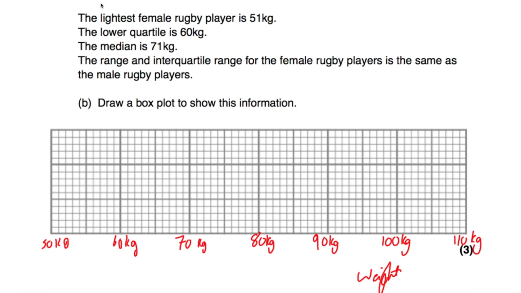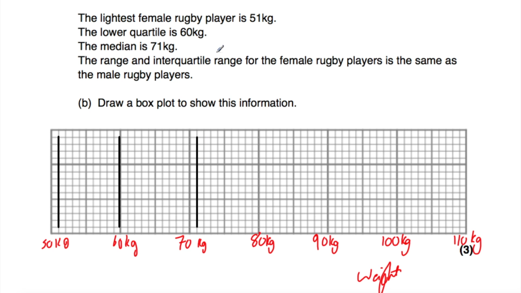And part B, okay, so in terms of the box plot for the female rugby players, we've then got the lightest weight's 51. That's fantastic. So we've got the lightest. The lower quartile is 60 and the median is 71. So actually, let's draw those to begin with. Okay, so we've drawn the lowest weight, which is 51 kilograms, the lower quartile, which is 60 kilograms, and the median, which is 71 kilograms.